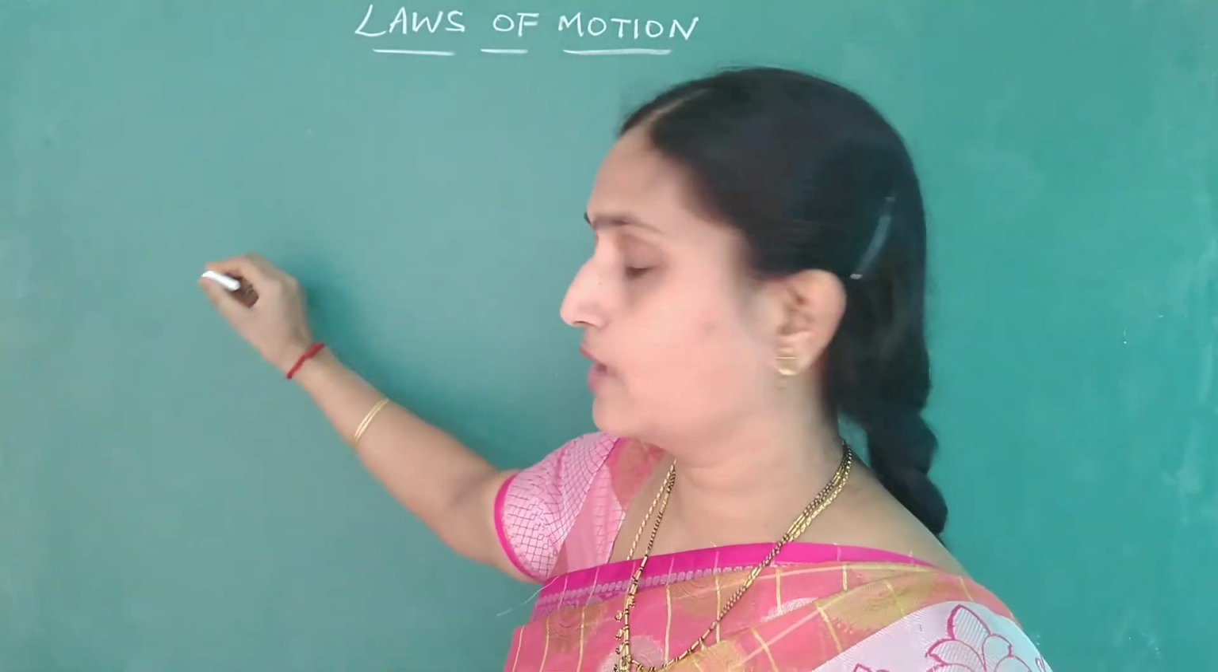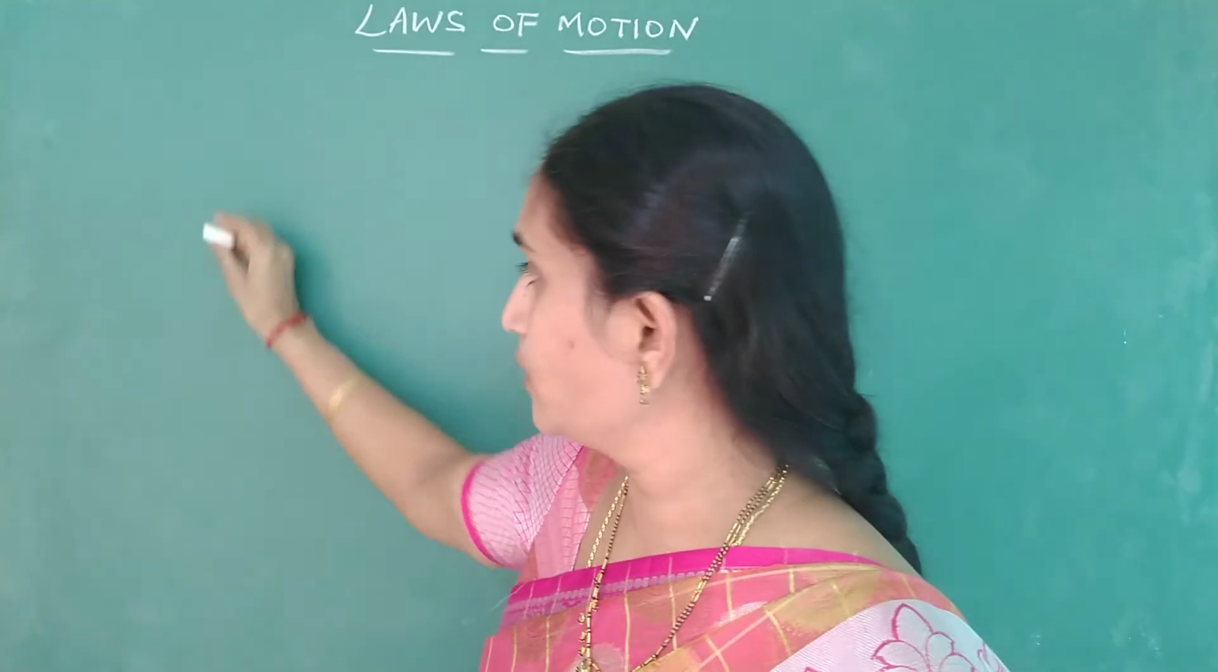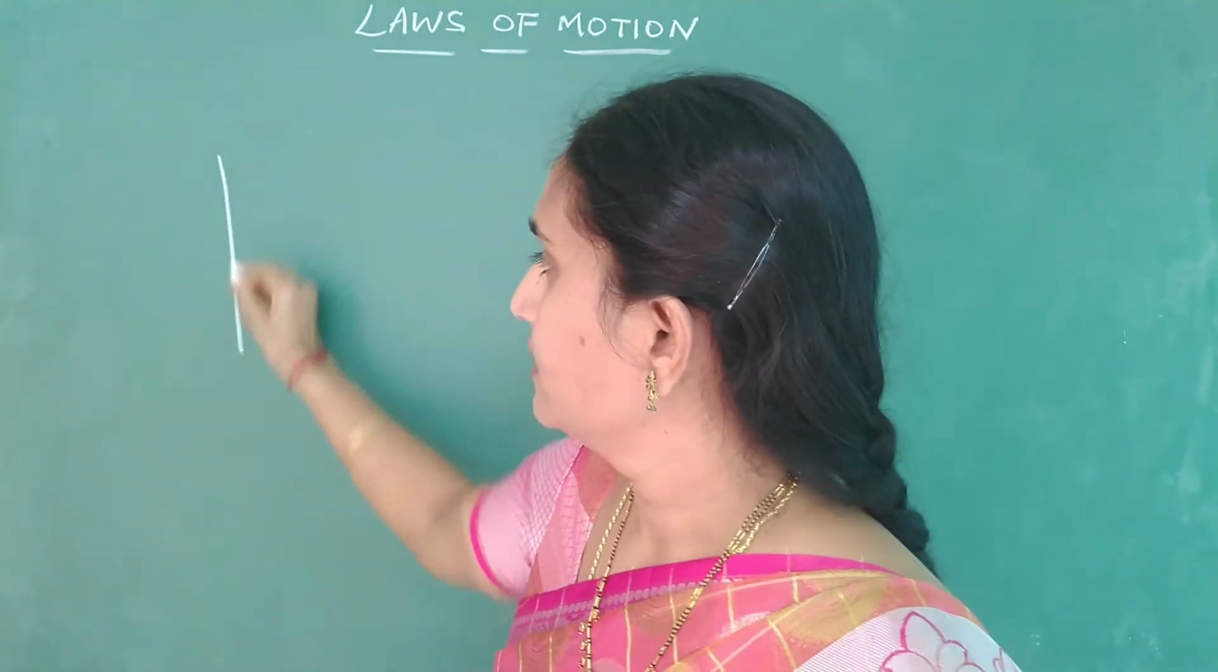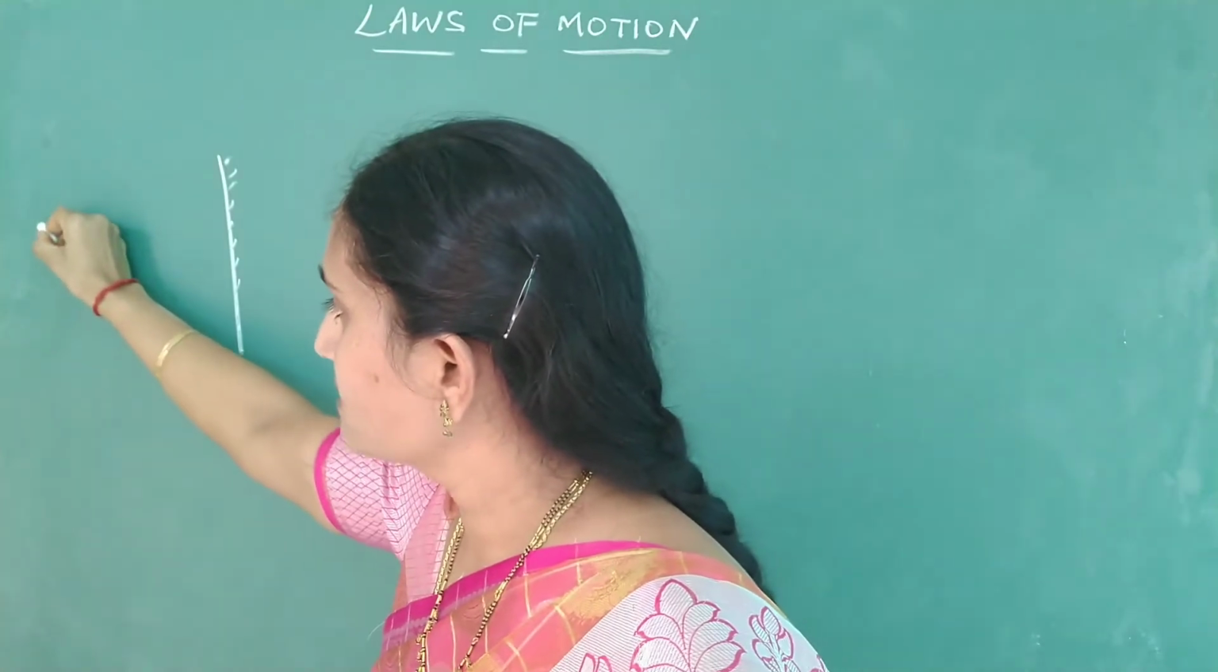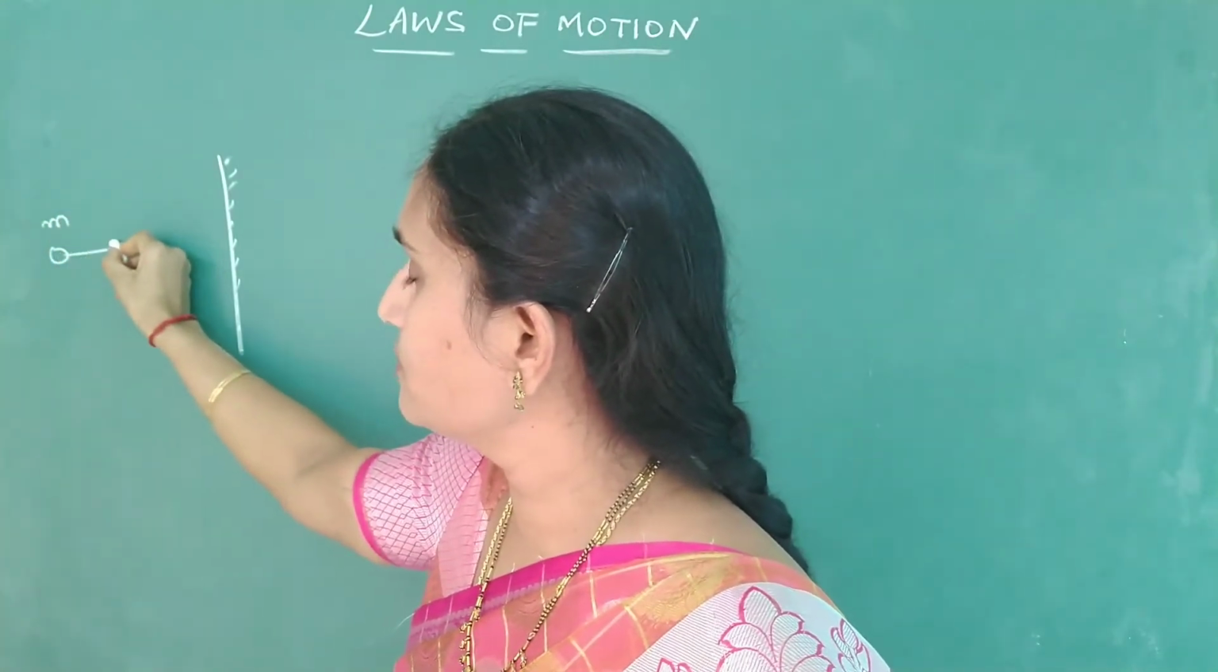So let us come to questions related to change in momentum. Let's start with a simple question. You may get a very simple question like this. This is a vertical wall. A ball of mass m is projected with a speed u.